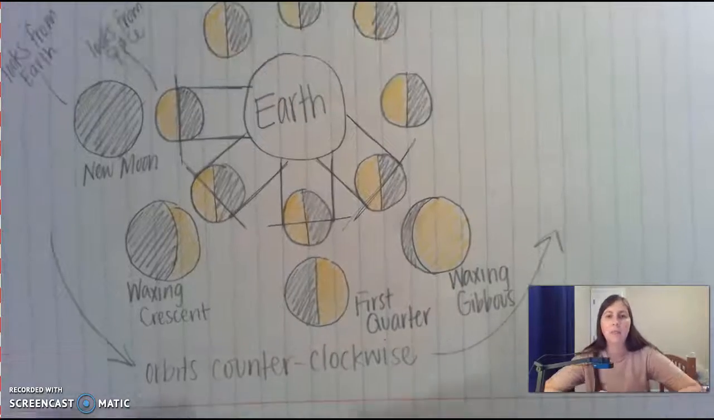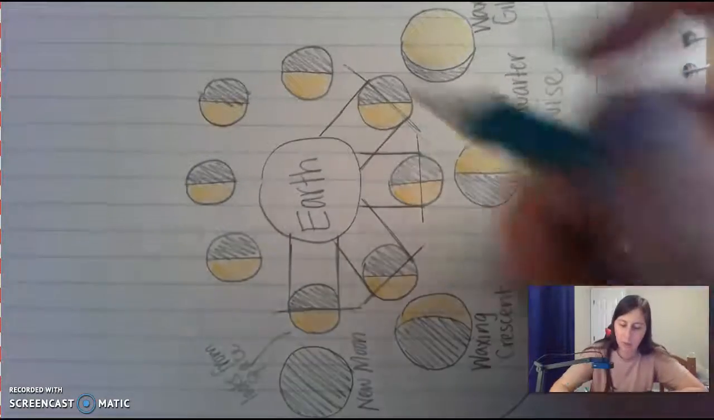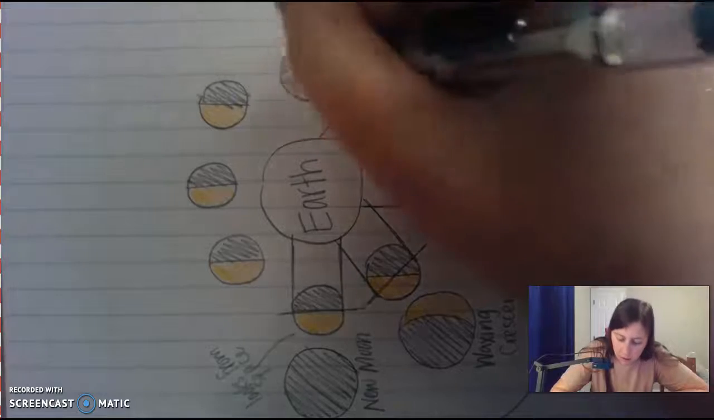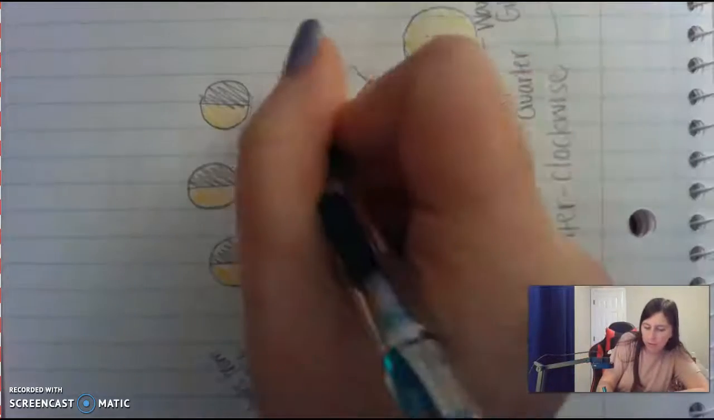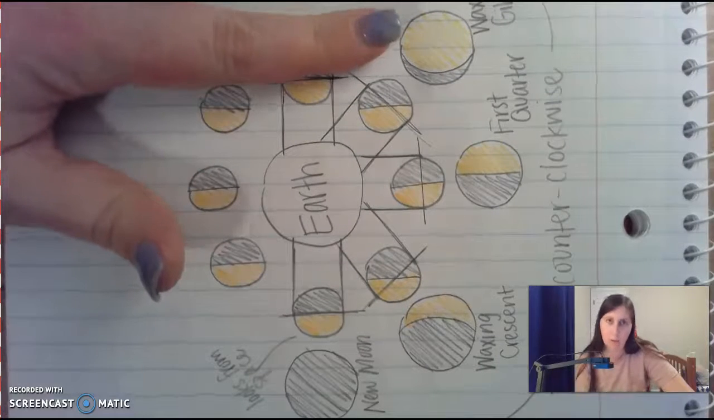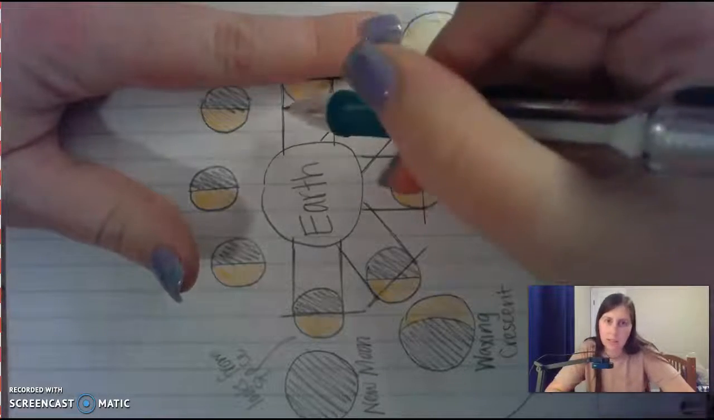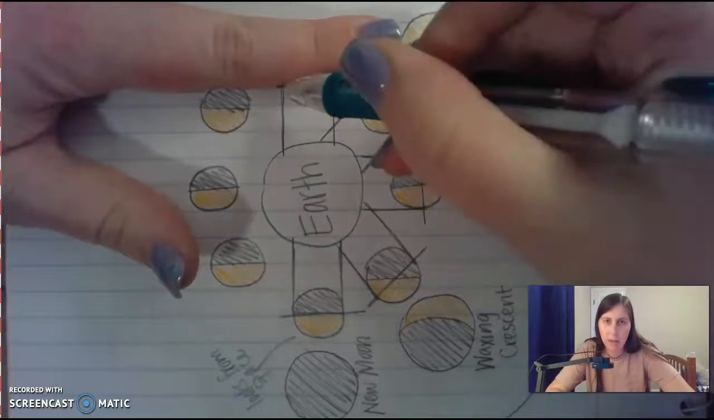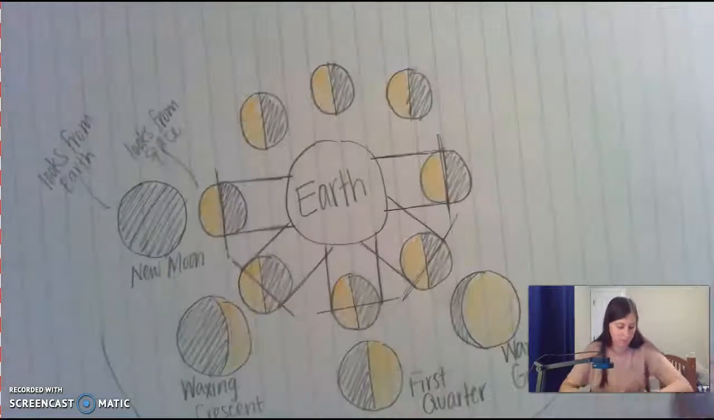Okay, moon phase number 5. Again, I'm going to turn my paper so that the moon we're looking at is right above. I'm going to draw my 2 lines down and my 1 line across. And now when we're looking at this moon, we can only see the part that's lit up. This is a full moon because it is fully lit up.